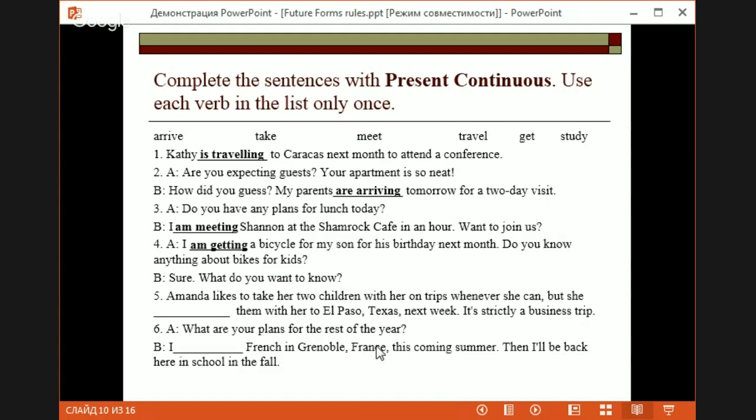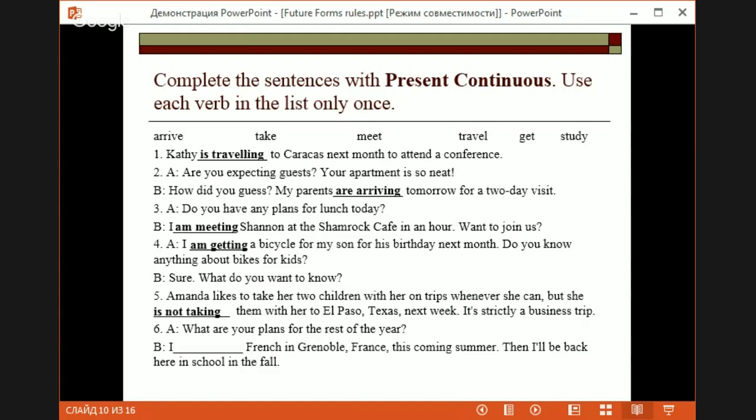Okay, the next one. Amanda likes to take her two children with her on trips whenever she can, but she's not taking them with her to El Paso, Texas, next week. It is strictly a business trip, so she's not planning. You can use present continuous not only in positive sentences, but for sure in negative sentences.